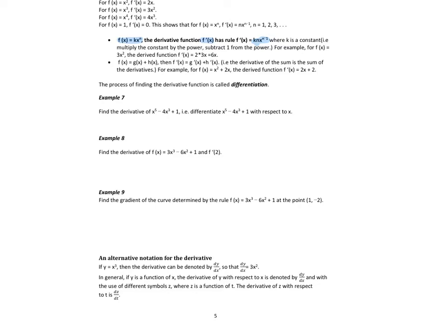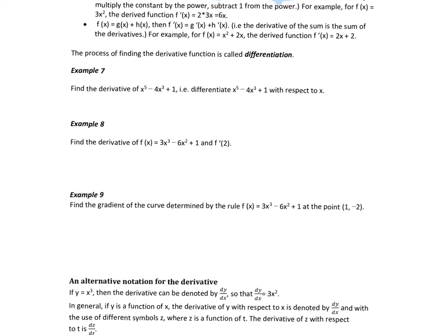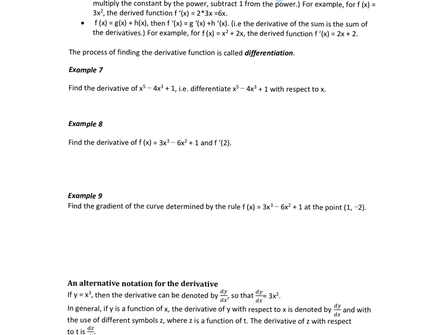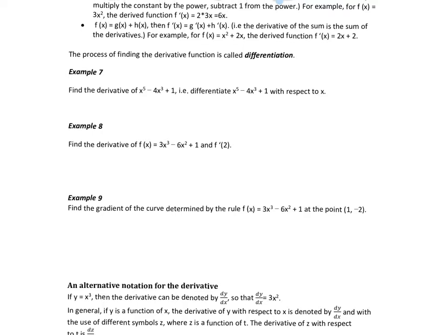So if we just look at these examples here, we've got the power is 5, so multiply by the power, take 1 from the power. 5 minus 1 is 4. 3 multiplied by the power, which is 3. 3 times negative 4 is negative 12x, 3 minus 1 is 2. Take 1 from the power. In reality, the constant 1 is 1x to the 0. So if the 0 comes out the front, we multiply by 0, I just get 0.